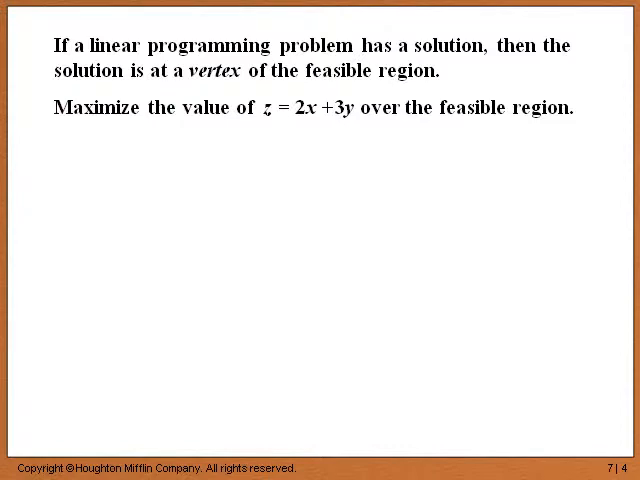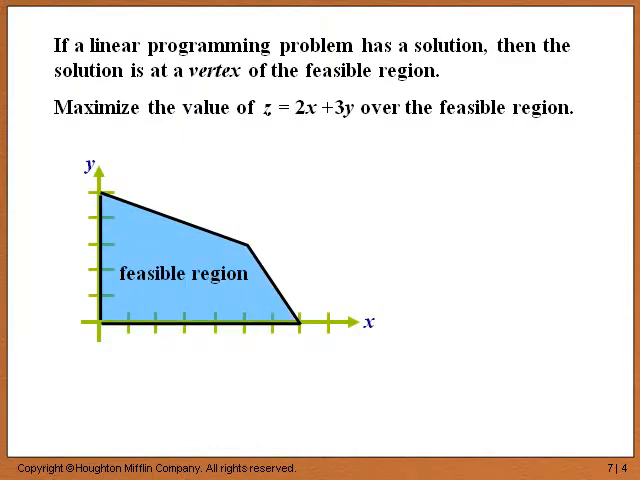We are going to maximize the value of z equals 2x plus 3y over the feasible region. What that means is, in this feasible region that's pictured, we have four vertices, and we know that any ordered pair that's within the feasible region will satisfy the system, but what we're trying to do is satisfy the system and maximize z at the same time. We want to achieve both objectives.